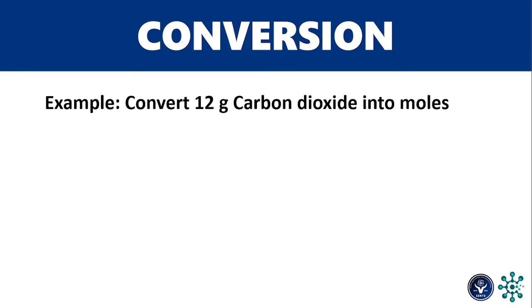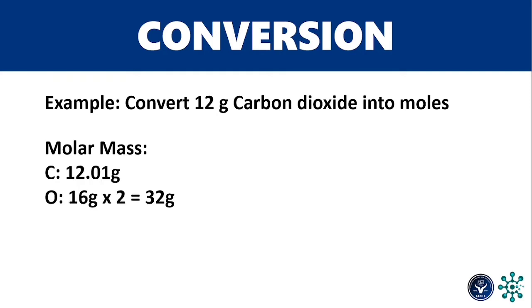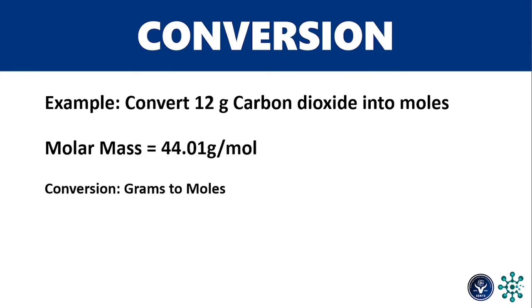On to our first example, convert 12 grams of carbon dioxide into moles. Let us start by getting the molar mass. Carbon dioxide has a formula CO2, which tells us that there is one carbon atom and two oxygen atoms. The atomic weight of carbon is 12.01 grams. For oxygen, it's 16. We need to multiply that by 2 because there are two oxygen atoms in CO2. That gives us 32 grams. We add these values and divide it by 1 mole. Thus, the molar mass of CO2 is 44.01 grams per mole.